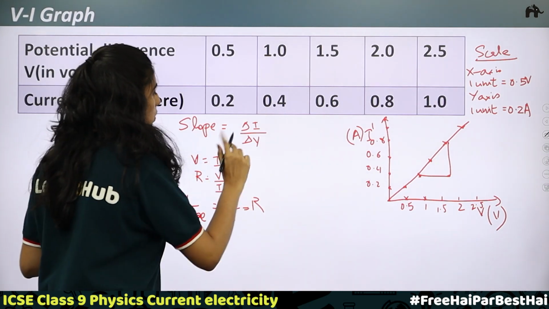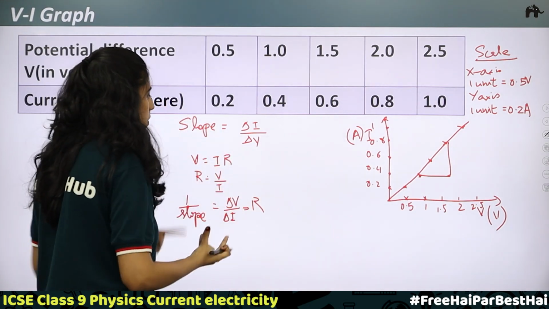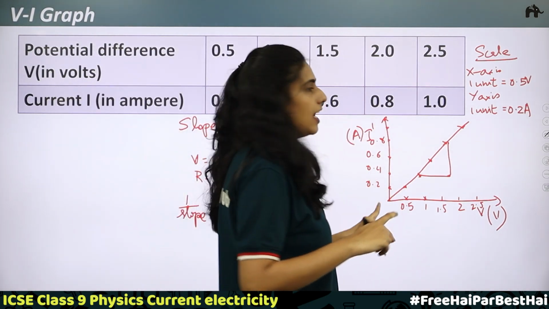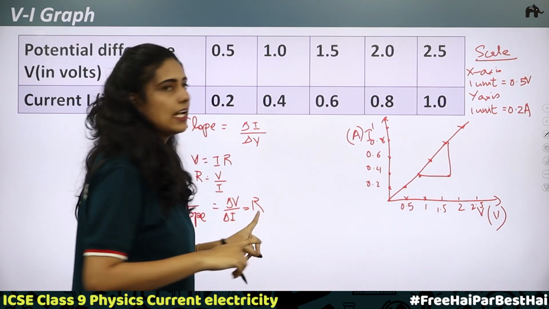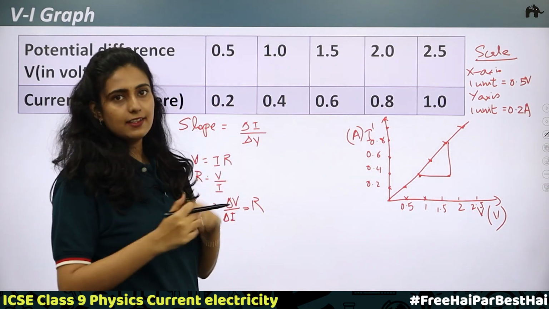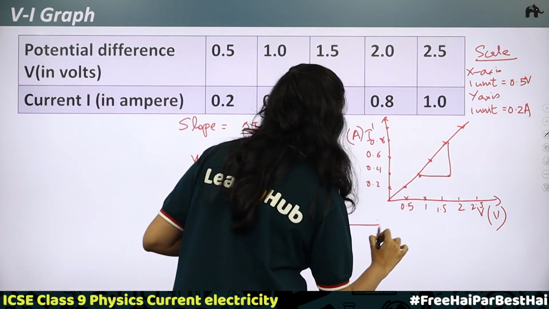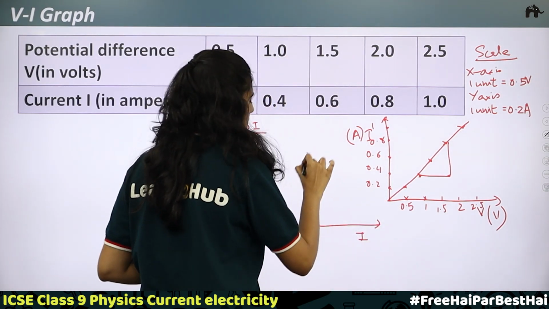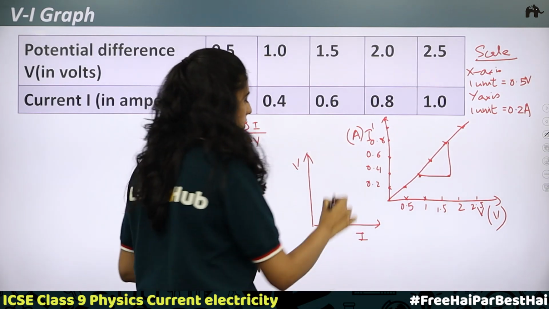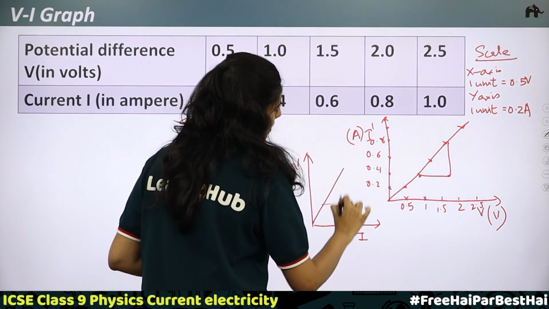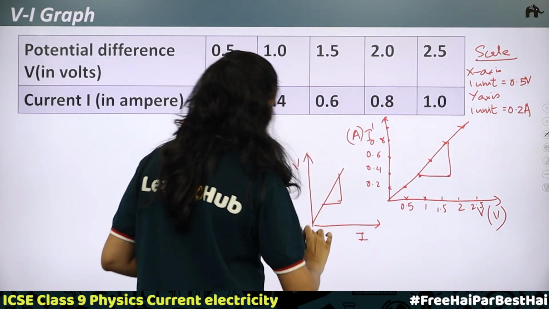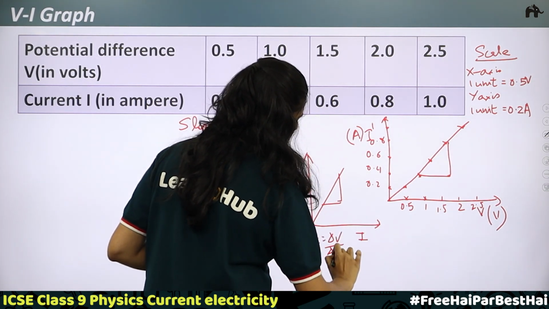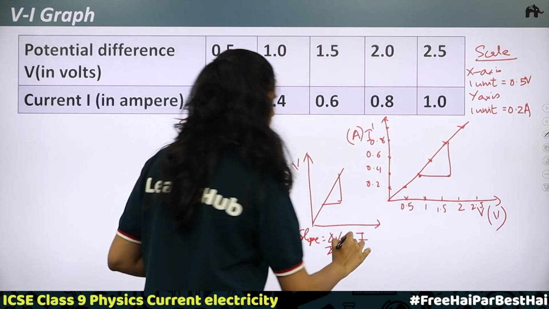So, when you take the inverse or the reciprocal of the slope of a VI graph with V along the x-axis and current along the y-axis, we will be getting the electric resistance. Now, if you are plotting a graph in such a way that the current is taken along the x-axis and the potential difference along the y-axis, then the slope will be equal to change in potential difference divided by change in current, which is the resistance.